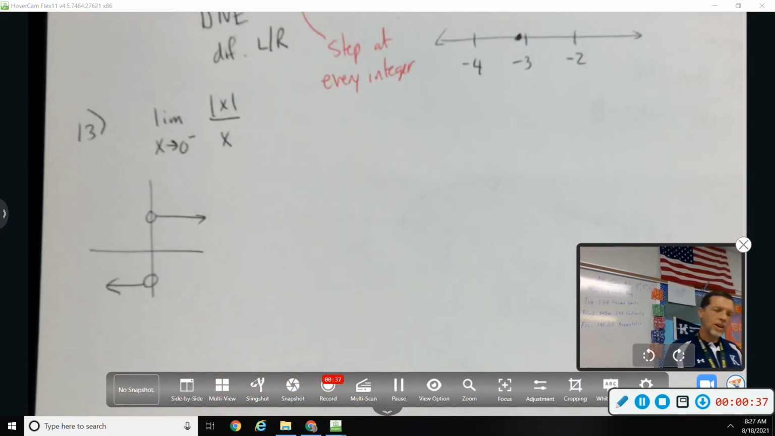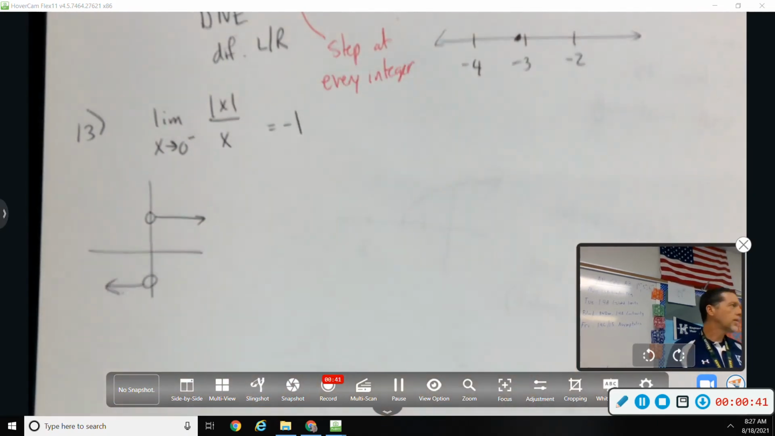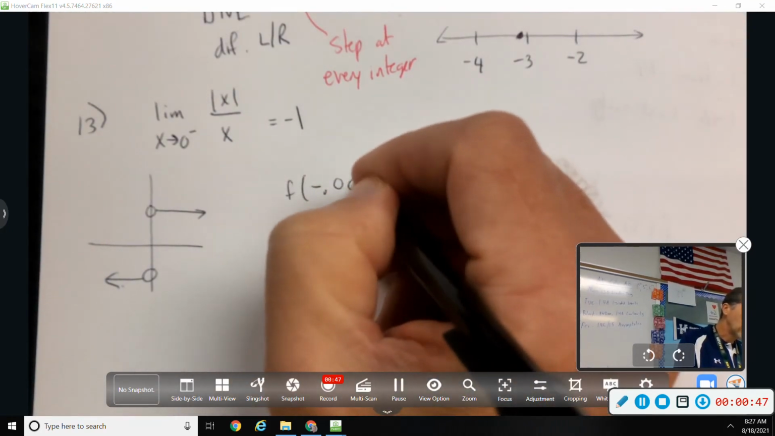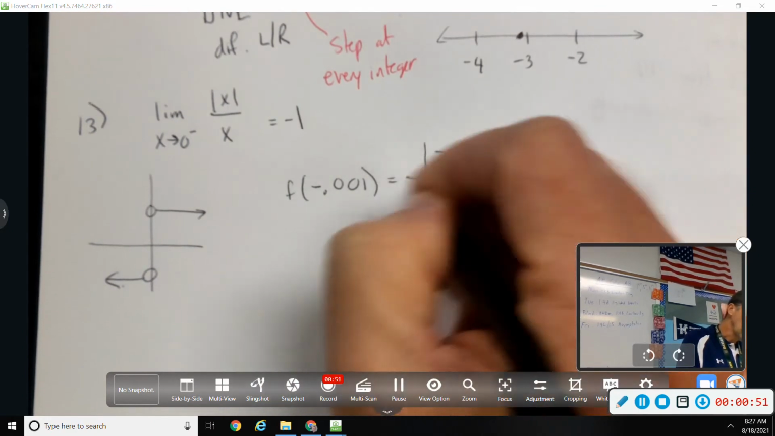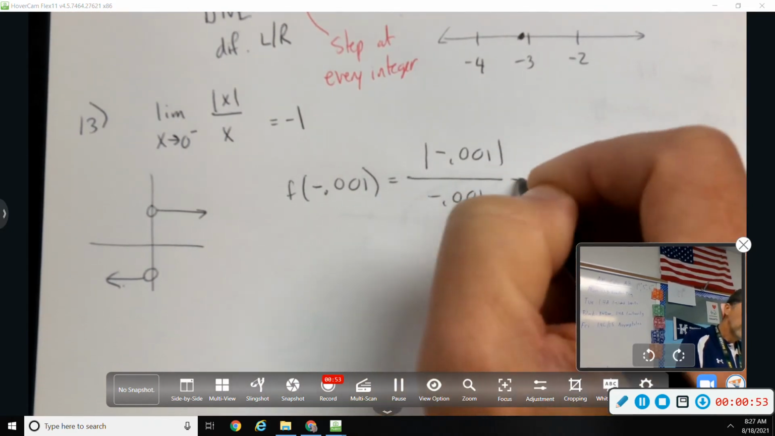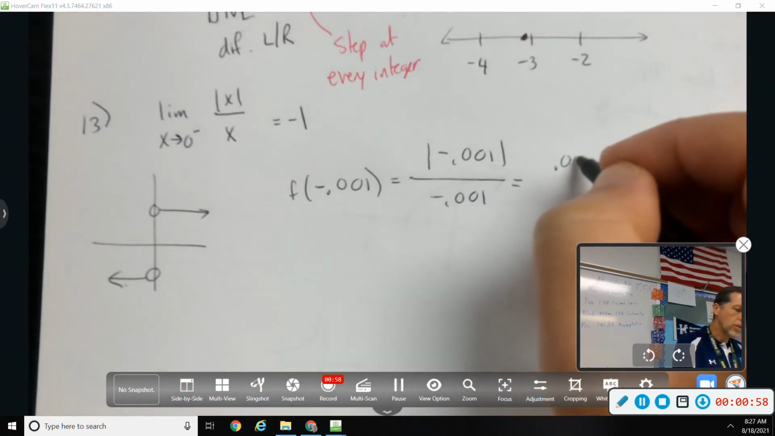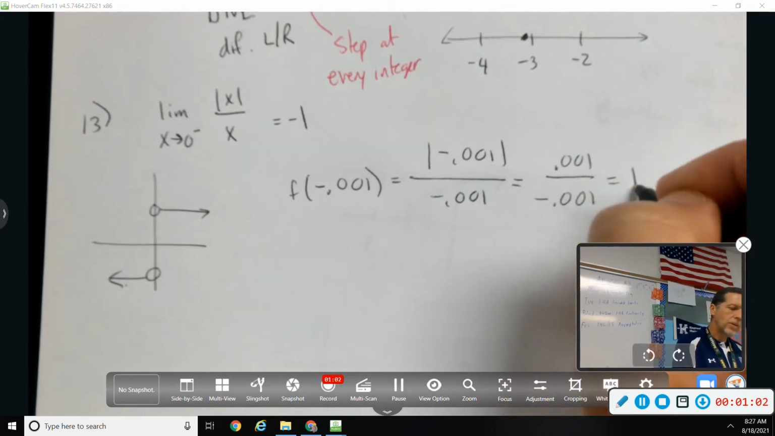So limit as x approaches 0 from the left would be negative 1. Okay. Yeah. Now if you want to try negative 0.001, you end up with, you're right, the top would become positive 0.001. The bottom would still be negative, and that would equal negative 1.